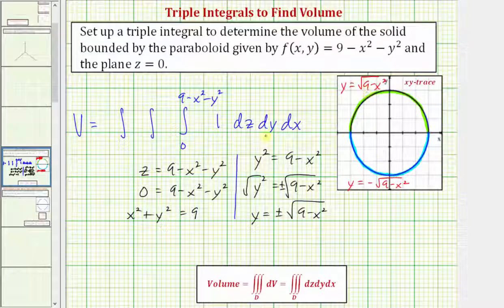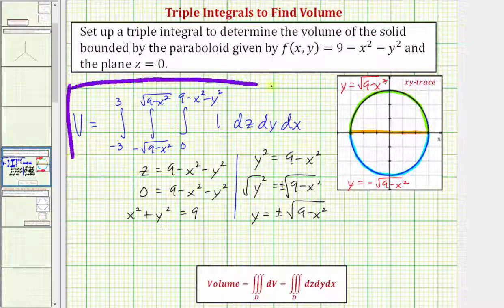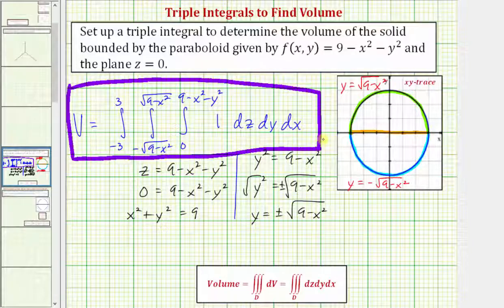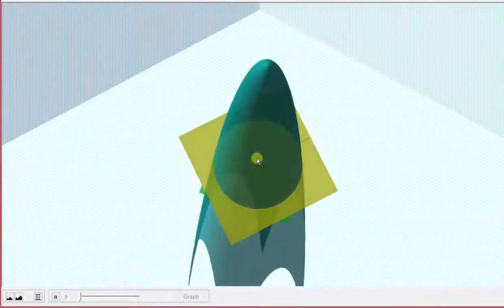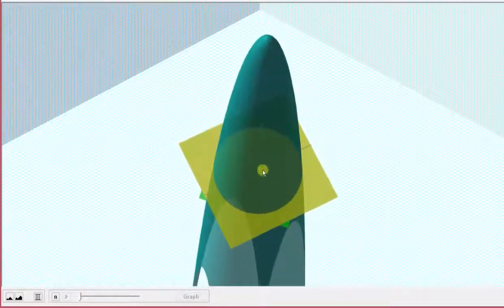And these are the limits of integration with respect to y. So we have negative square root of 9 minus x squared to positive square root 9 minus x squared for the limits of integration with respect to y. And now with respect to x, the limits of integration will be from x equals negative 3 all the way to x equals positive 3. This is the triple integral in rectangular coordinates that would give us the volume of the solid bounded by the paraboloid given by f of x comma y and z equals 0, which would be this solid here, again bounded by the paraboloid and this yellow plane.